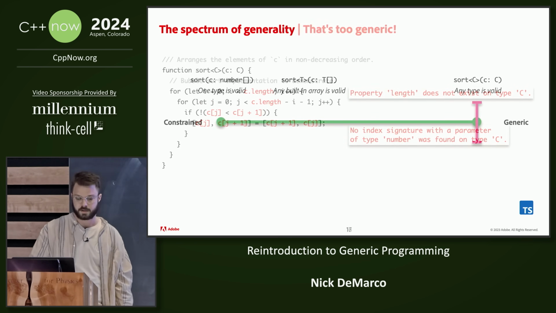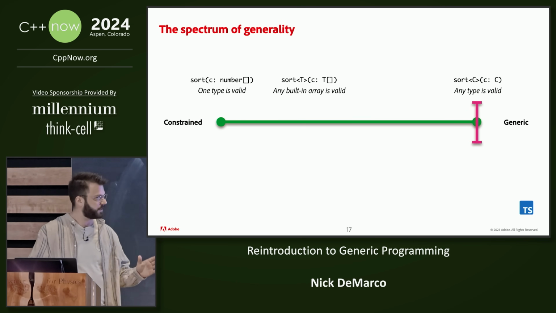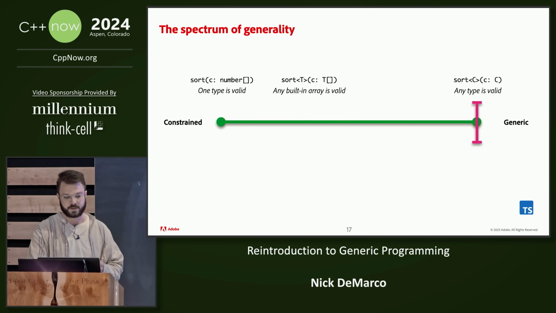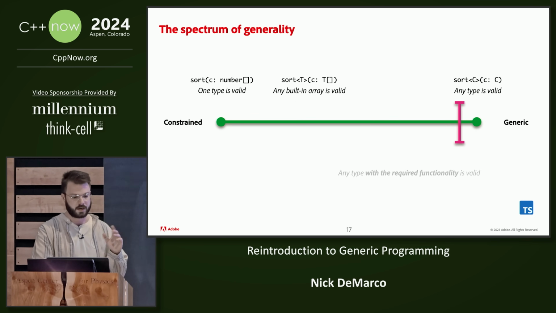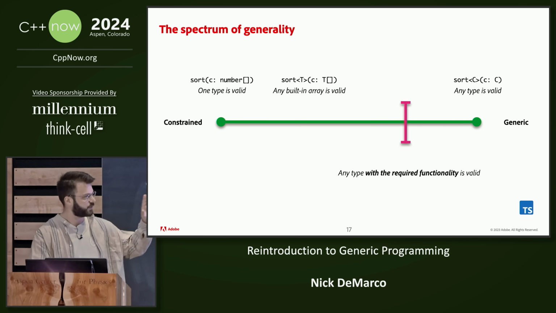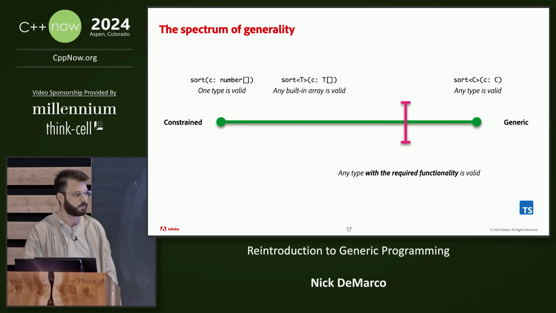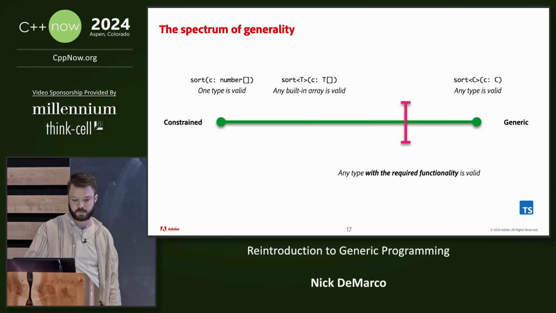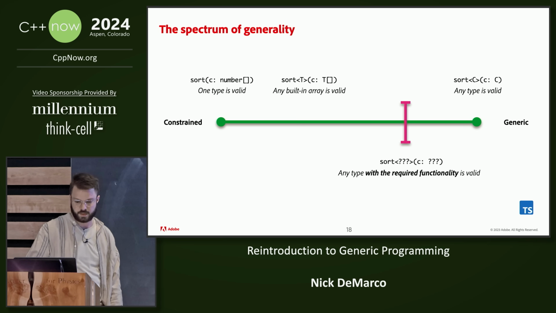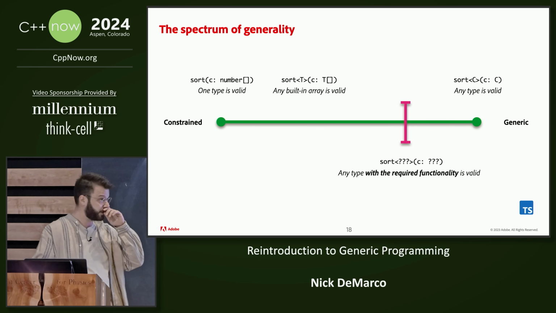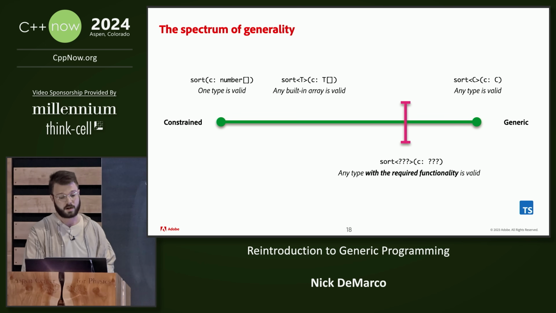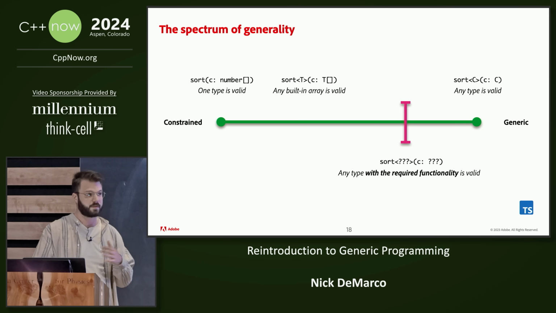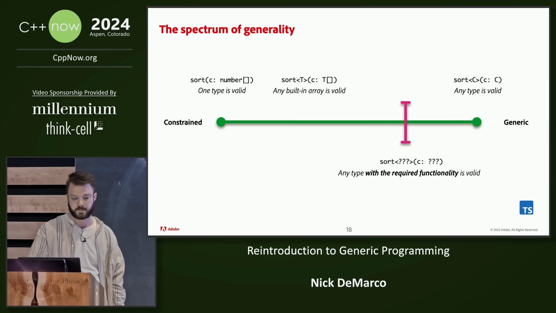It's too generic. All right, maybe we're making some progress. We're kind of bisecting our way to the right choice. I hope it's clear that we kind of want to make a choice somewhere around here, where any type with the required functionality is valid. But then the question is, how do we do that? I'll tell you right now that it's going to cost us more characters, but that trade-off is going to get us a signature that will help us hit this mark a little bit better.